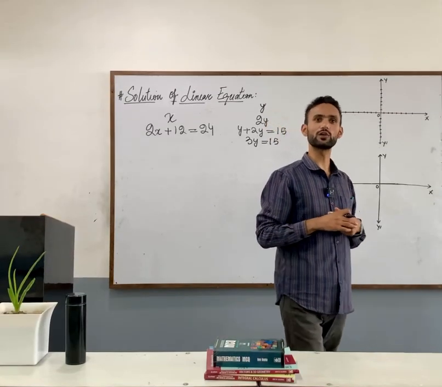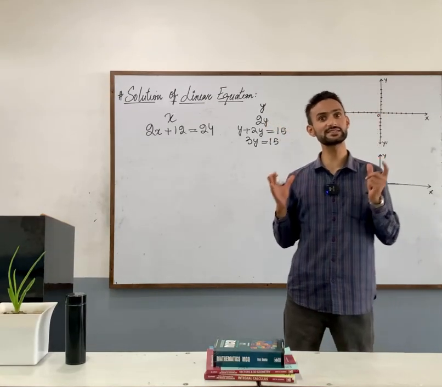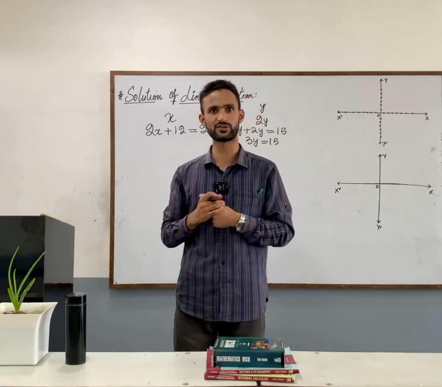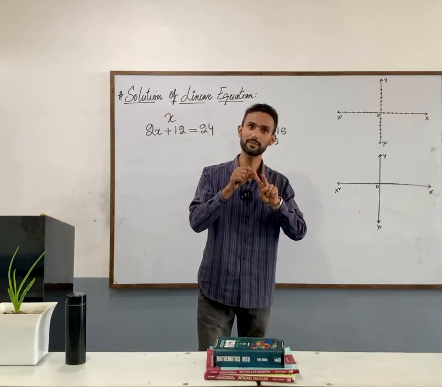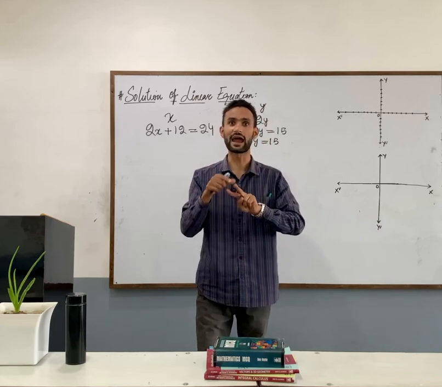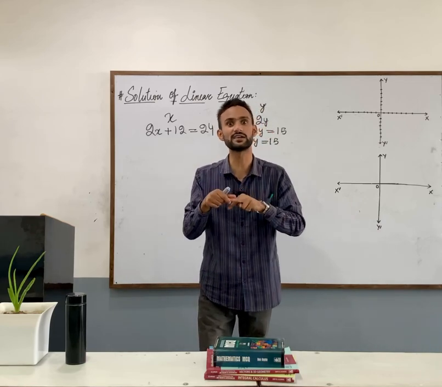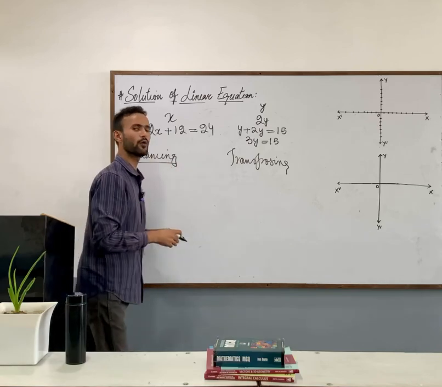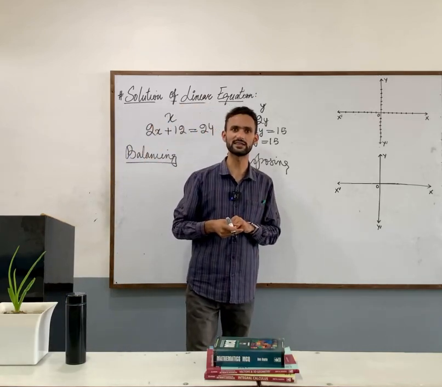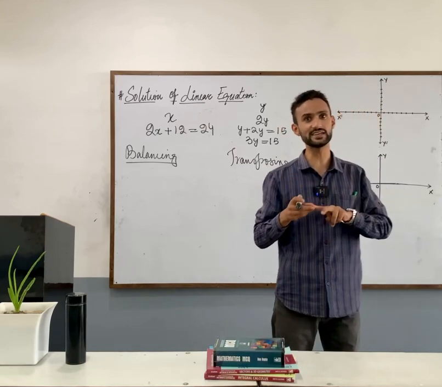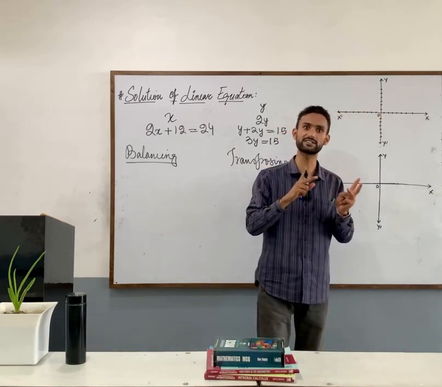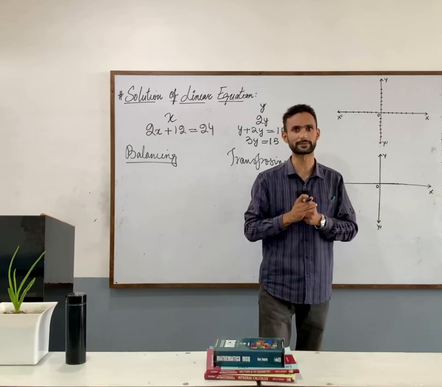In order to solve the equation, we have a systematic way of solving a linear equation. In the systematic way, we have two methods. The first method is the method of balancing and the second method is the method of transposing. Now, what happens in the method of balancing? We balance both sides of an equation by adding, subtracting, multiplying or dividing by some non-zero number, right?